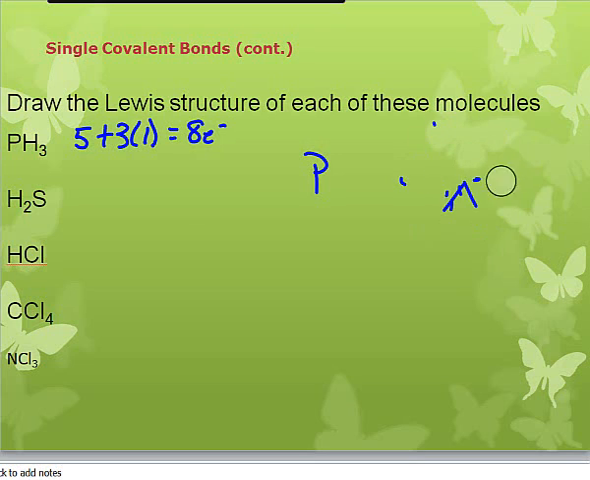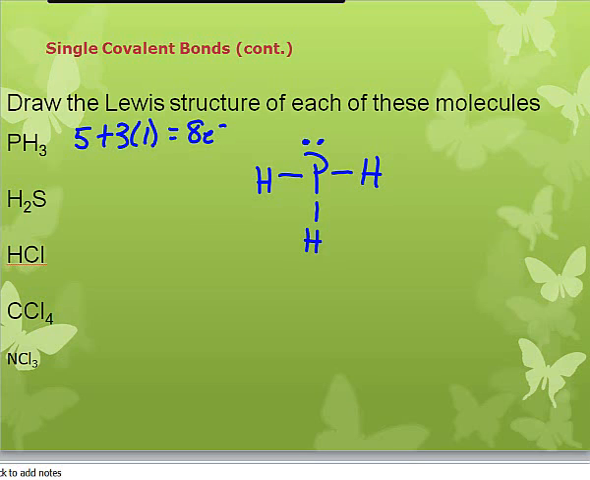So phosphorus is in the center, and now we have hydrogen. Each one of these lines counts as 2. So I've got hydrogen, hydrogen, hydrogen. So I've got 2, 4, 6, and I put a lone pair of electrons on phosphorus. So now I have 8. So the Lewis structure for PH3 is 2, 4, 6, 8. The picture that you see right there is the Lewis structure for PH3.